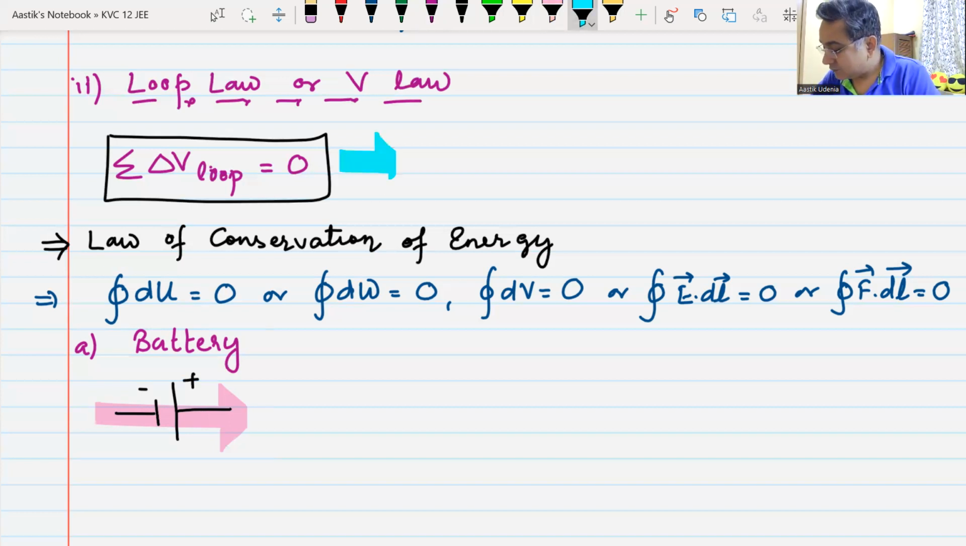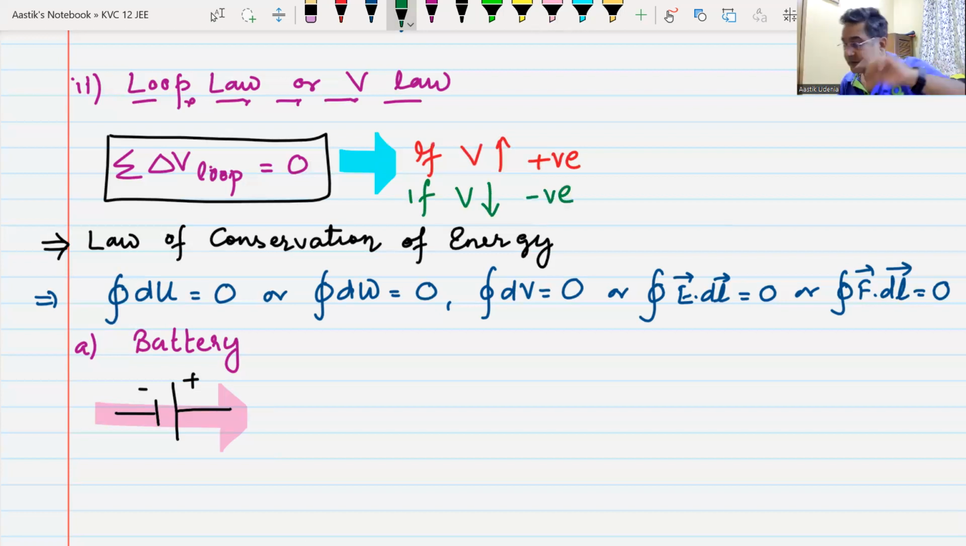In this, what you have to understand is that if potential increases, the increase in potential is taken as positive. If the potential decreases, that is taken as negative. So when you are going across the battery in the pink direction, it will be taken as a rise. Do we understand this? The potential has risen, and if the battery EMF is E, you will write this potential as plus E.